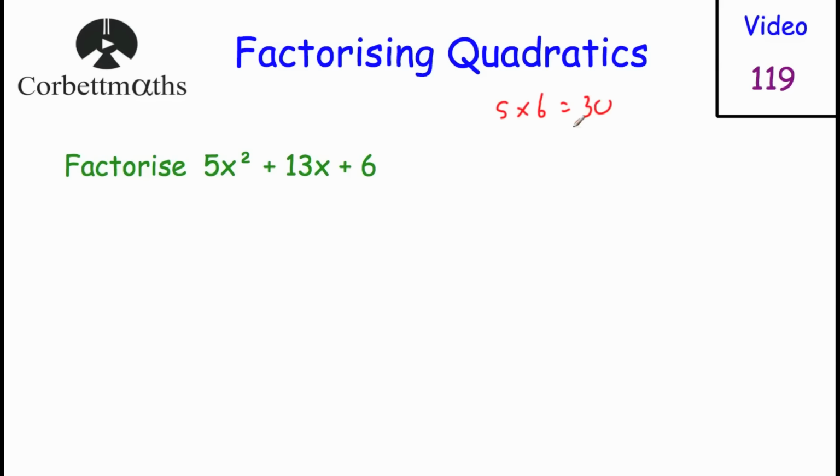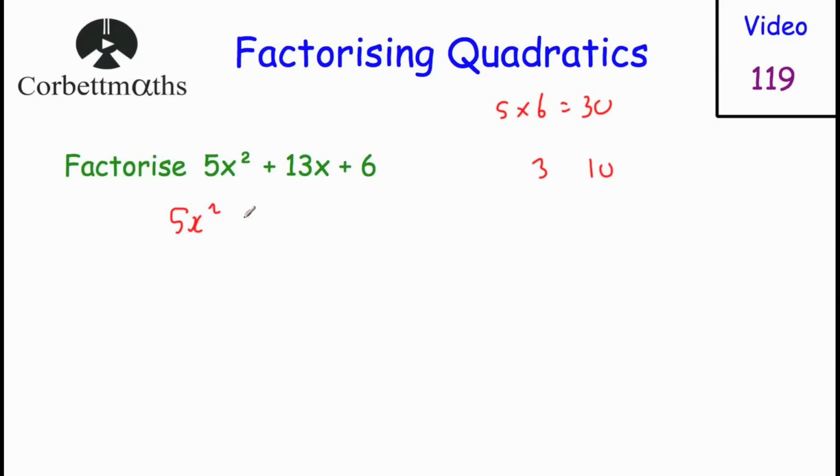Now, we're going to want to find numbers which will times together to be 30, but they will add together to give you the term in the middle, which is 13. So in terms of numbers which will times together to be 30 and add together to be 13, they would be 3 and 10, because 3 times 10 is 30, and 3 plus 10 is 13. So what we're going to do is split this middle term up, this 13x, into a 3x and a 10x. And if we do that, we get 5x squared.